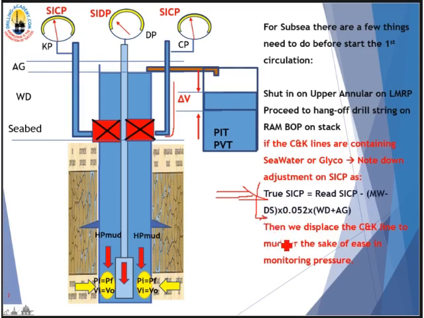Alright, so after that, you need to displace the choke line and kill line to the same mud as in the hole, for the sake of easy pressure monitoring. These are recommended to be performed before we start the first circulation.